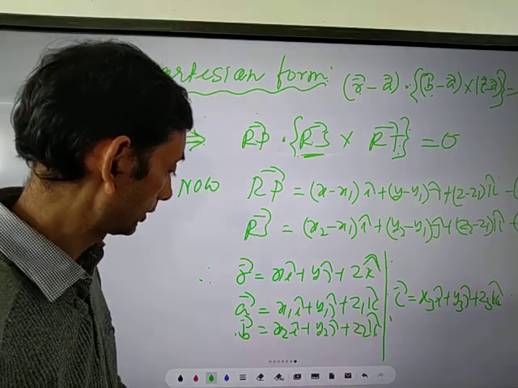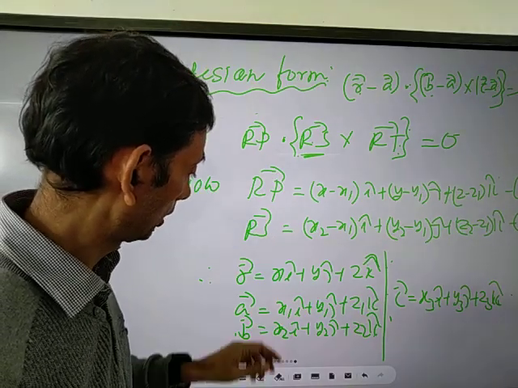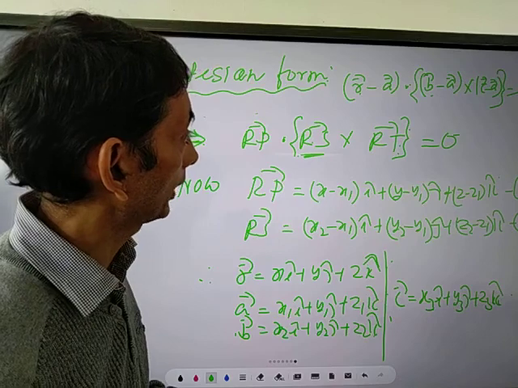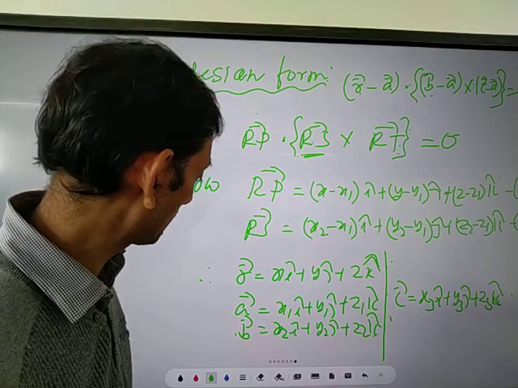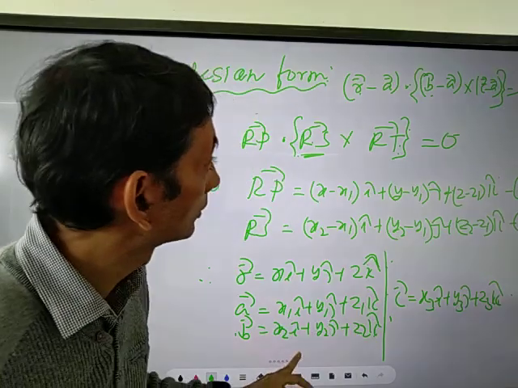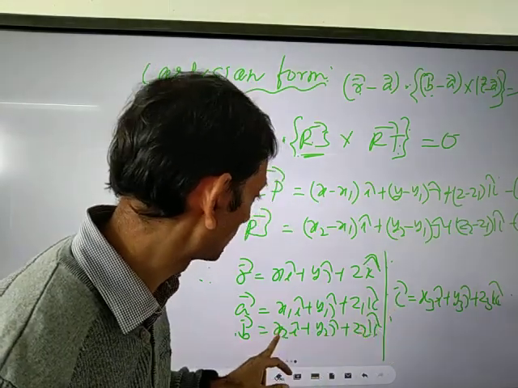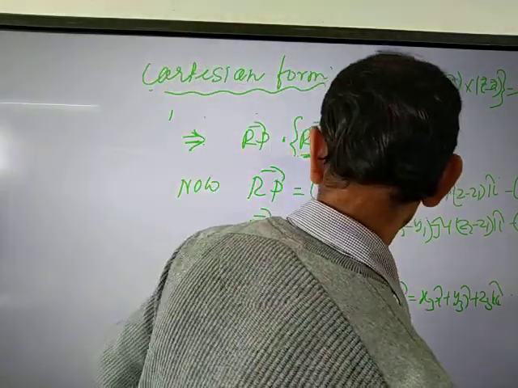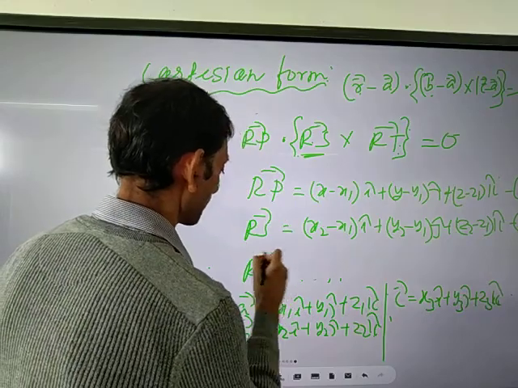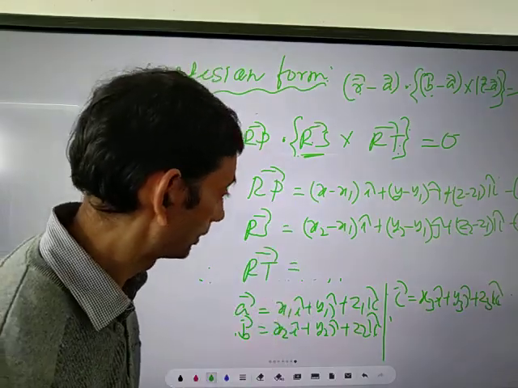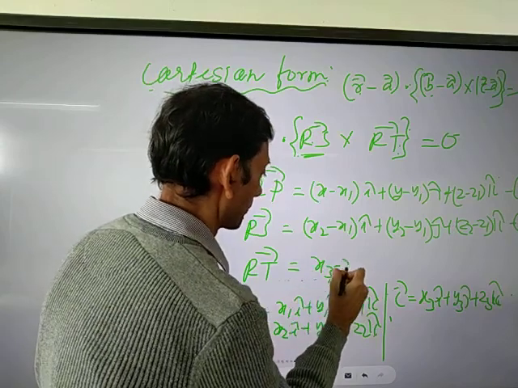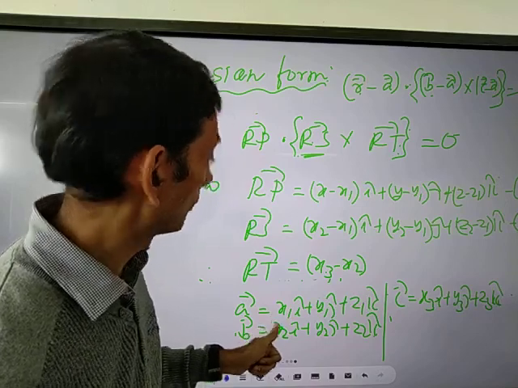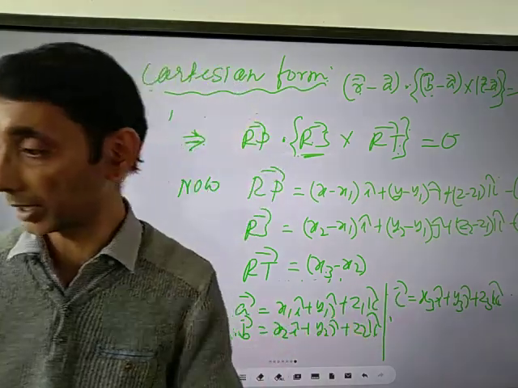Next one is rt. Fine. Rt means c minus a. C minus a is this. Okay, c means x3 minus x2. We'll write in this way. That is rt. C minus a: this is x3 minus x2. No, this is x3 minus x1. It's not x3 minus x2.